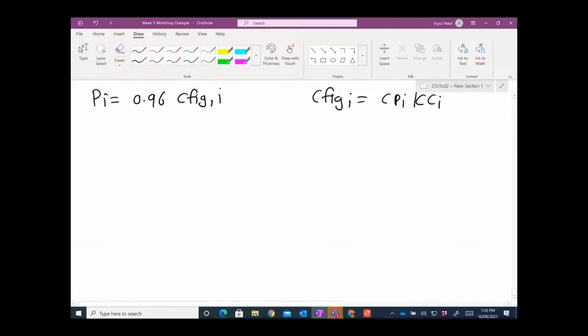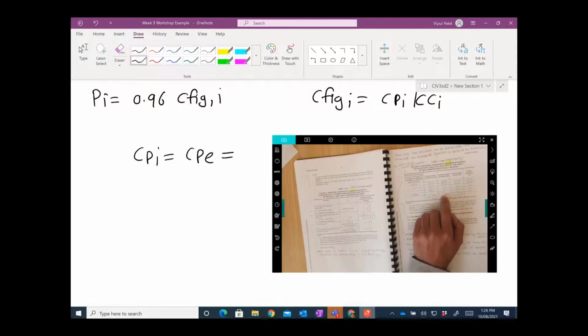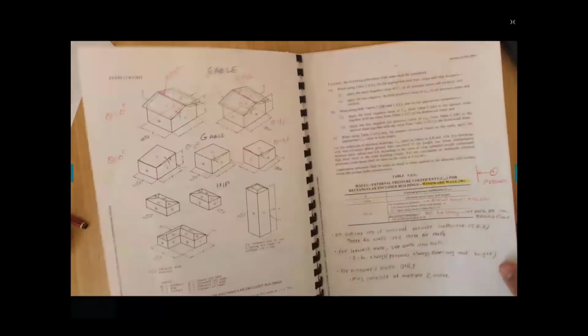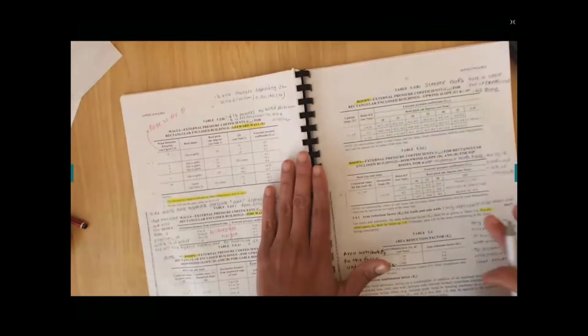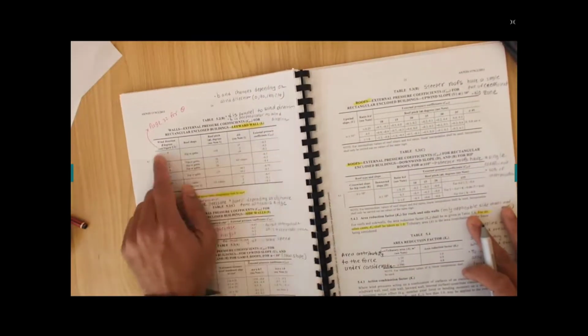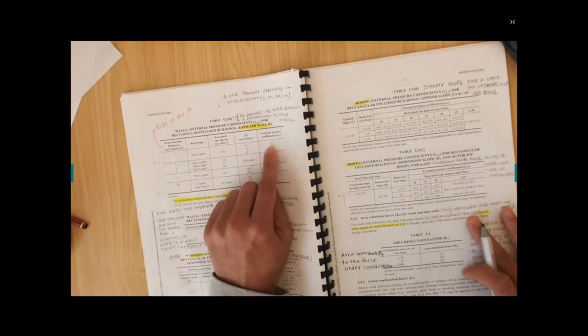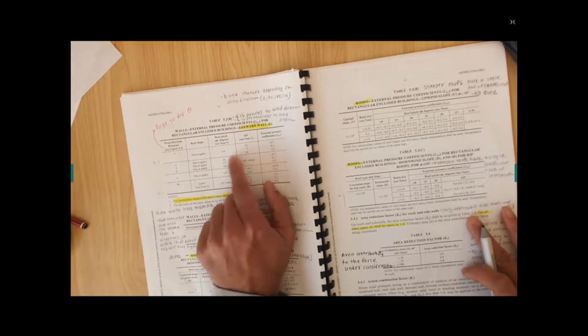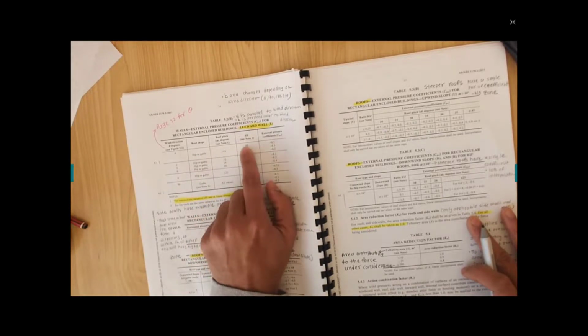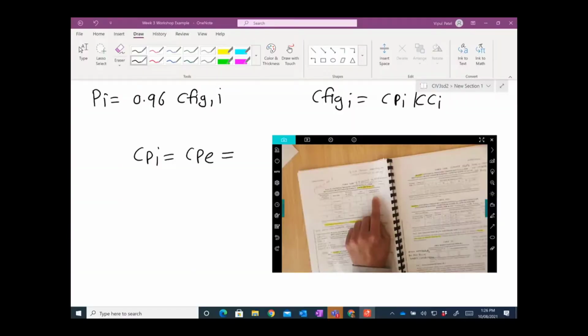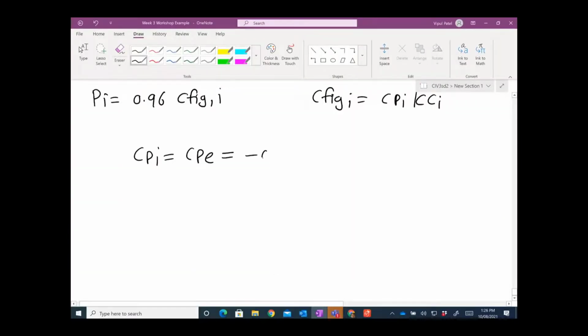So in that case, CPI is equal to CPE of windward wall. Now CPE of windward wall, you can go back here, and I think you know the CPE of windward wall, we calculated that one. That is minus 0.5, right? If you remember that on our previous video, we did these, and we have minus 0.5 in this case. So we have minus 0.5, minus meaning it's going to deflate your structures.